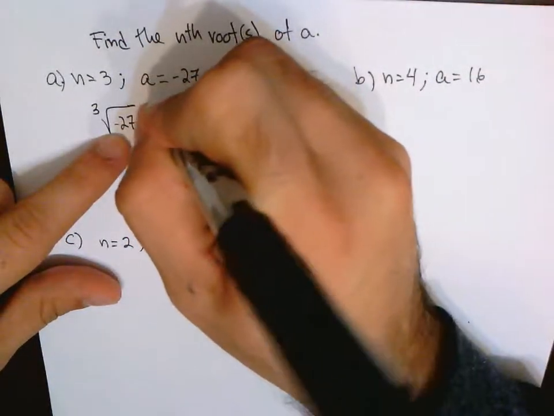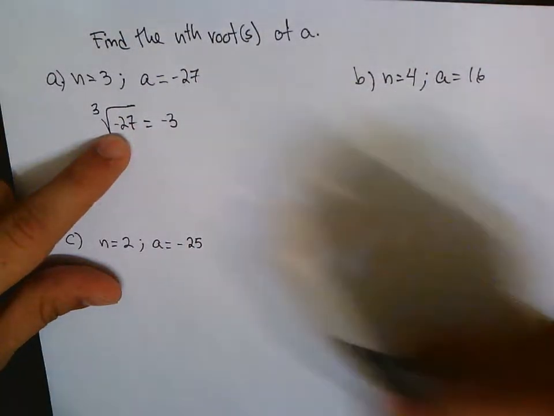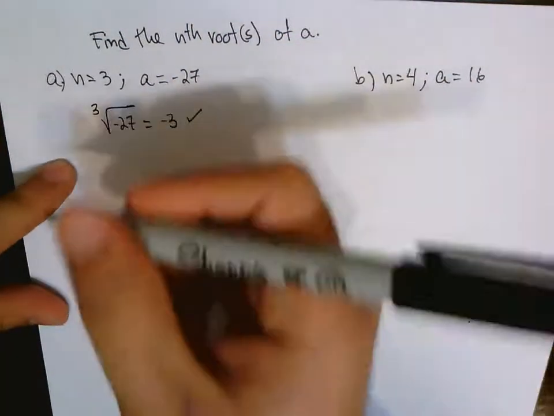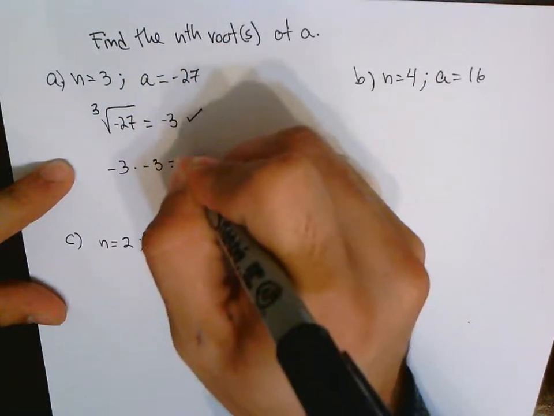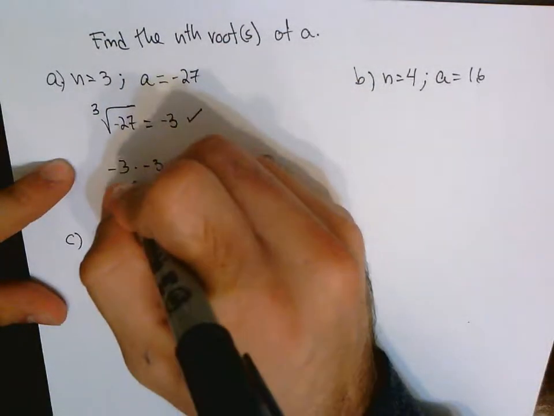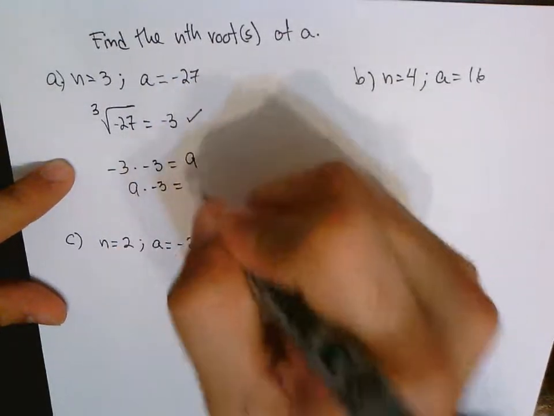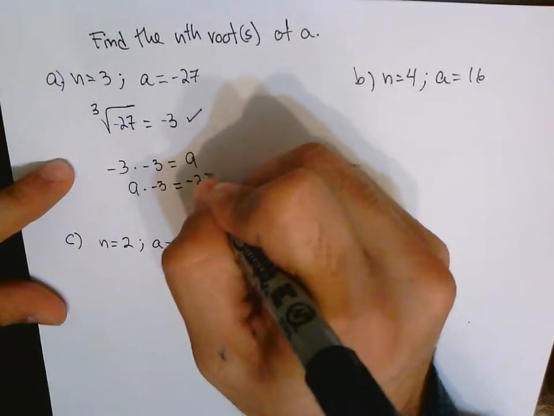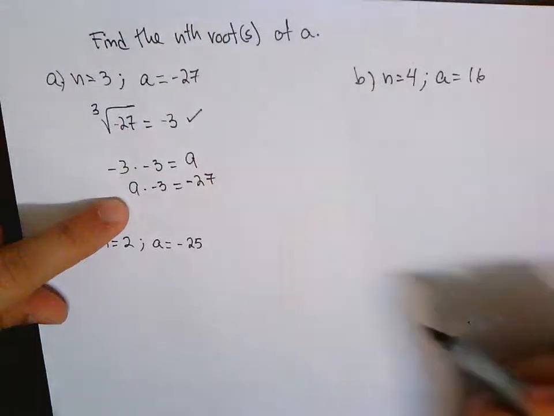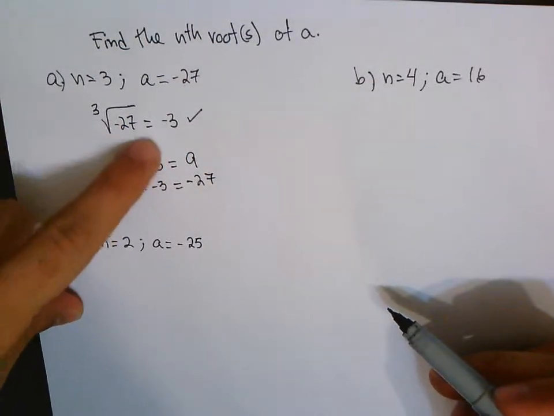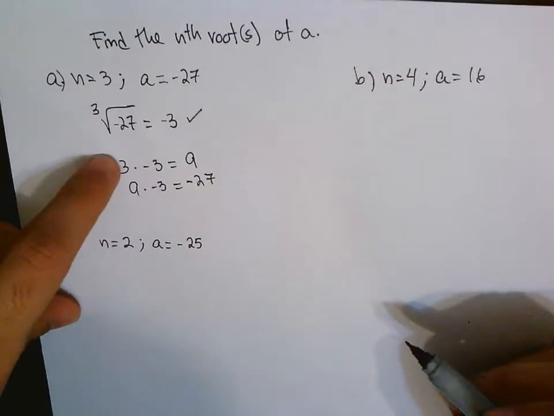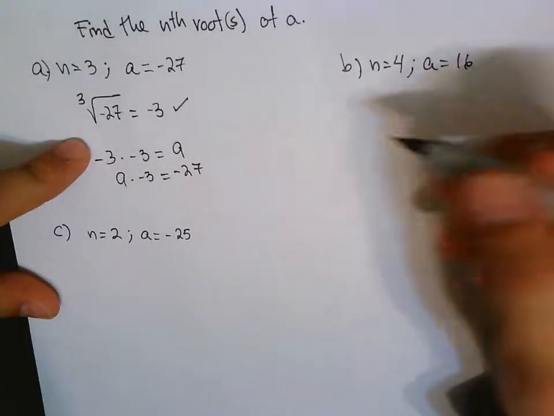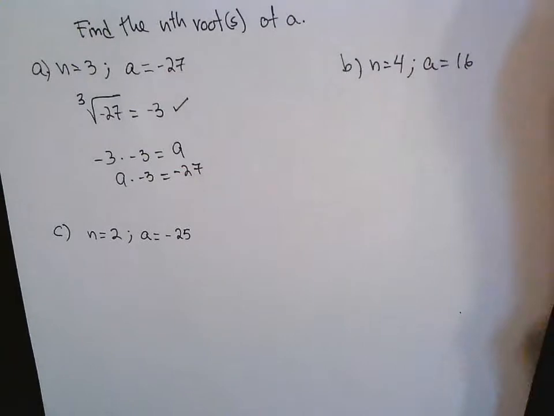If you thought of -3 being that number, you are correct. And I can prove that to you very quickly. Negative 3 times negative 3, that is 9. And 9 times negative 3 is equal to negative 27. So negative 3, I'm sorry, negative 3 is the cube root of negative 27. Let's look at this other example.